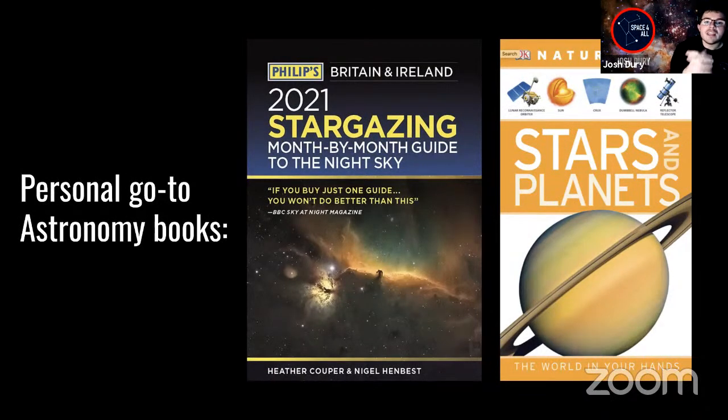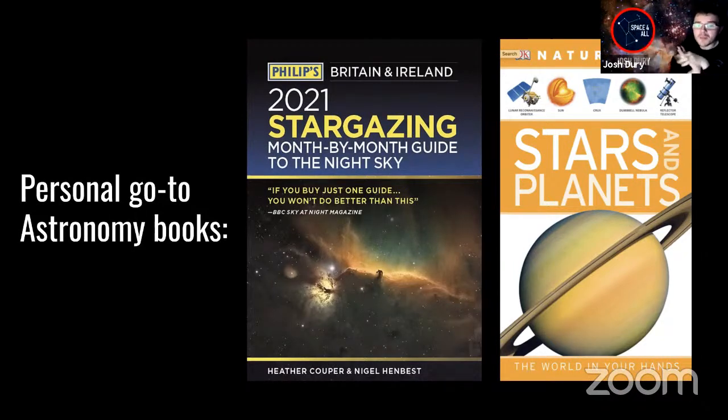These books are really good if you want to find out exactly where these objects will be in the night sky. So during this talk, I've given you a rough idea of when you'll be able to see these planets. However, Philip's 2021 Stargazing, written by Heather Cooper and Nigel Henbest, is a really good resource, guys. Make sure you buy it after this talk. Get a reserve on eBay. It is so good and breaks down through the months, and you'll be able to see what planets are best suited in the night sky throughout the months.